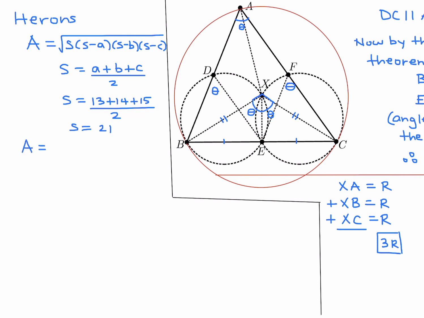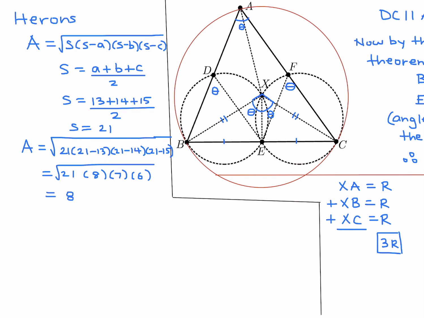And then if I plug it back into Heron's formula, I get the square root of 21 times 21 minus 13 times 21 minus 14 times 21 minus 15. If you do this whole math here, it becomes the square root of 21 times 8 times 7 times 6, and that is 84. All right. Now there's another formula that is lesser known, and that is something we have to use to figure out the actual numerical value of the radius.